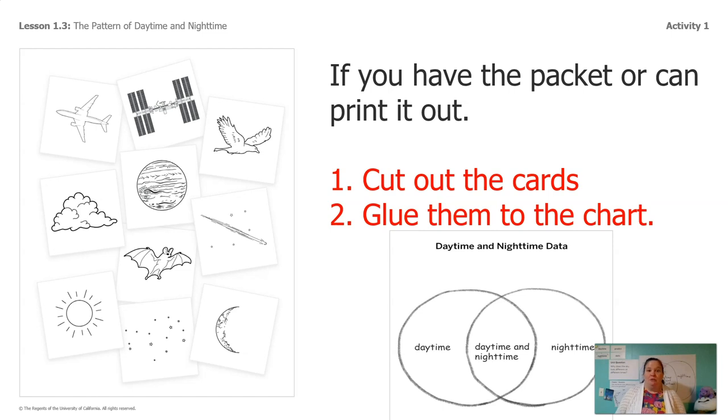Okay, you have a couple choices at this part. If you have the packet that goes along with this unit, or you can print it out, then what you're gonna wanna do is cut out these cards and then stick them on your chart, because you have a chart just like mine. I want you to go ahead and sort these cards. Where do you think they go? Daytime, nighttime, or daytime and nighttime? And then as soon as you're happy with where they are, you can glue them to the chart, okay?